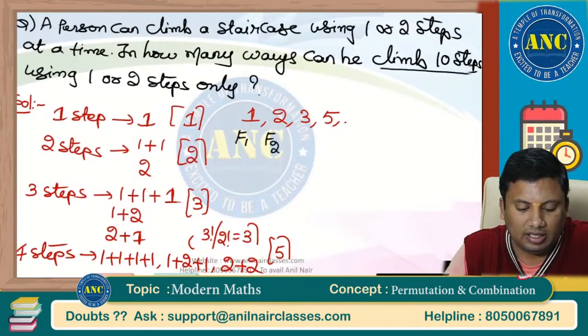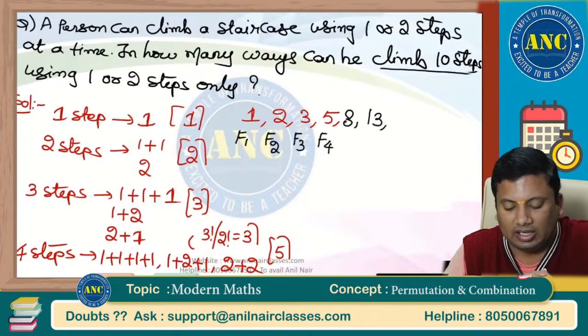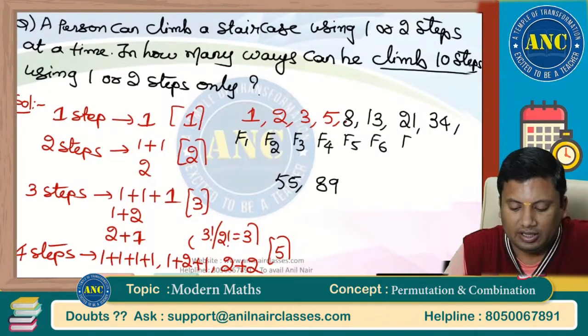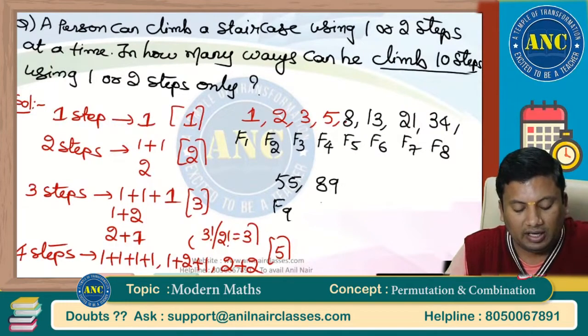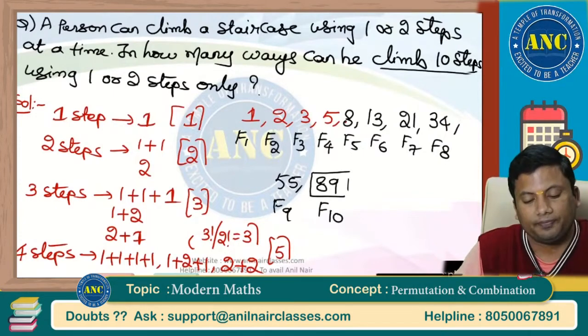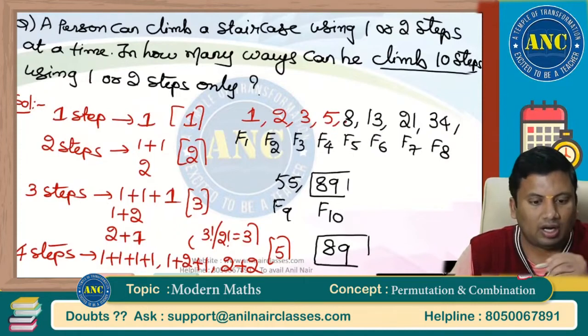This is F2, this F3 and it is F4. Next will be 8. Next it is 13. Next 21. Next 34. Next 55. 89. So this is F5, F6, F7, F8, F9 and F10. In how many ways can he reach 10 steps? It is nothing but 89 ways using 1 or 2 steps.